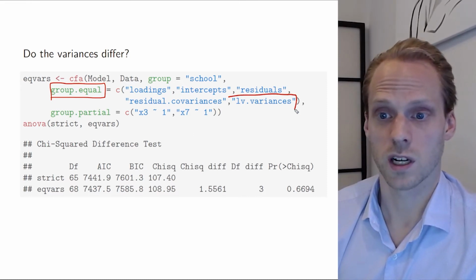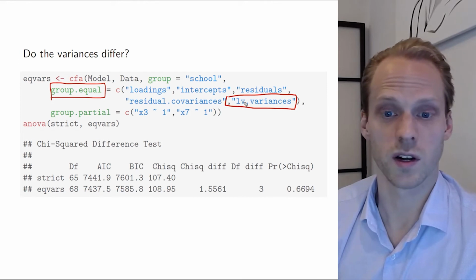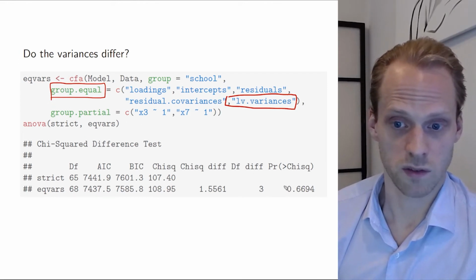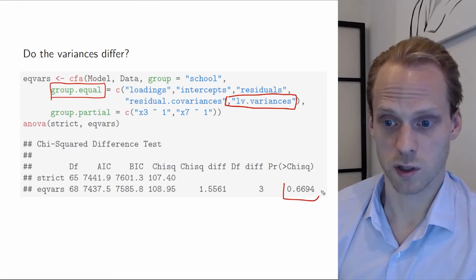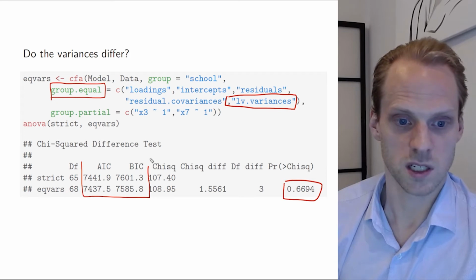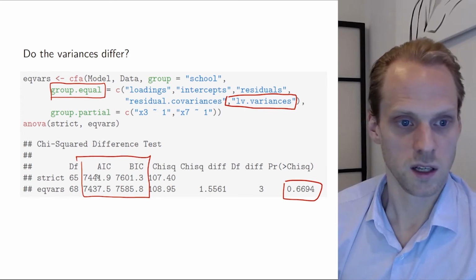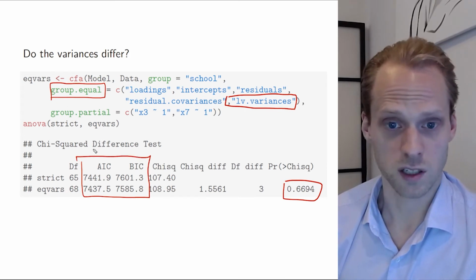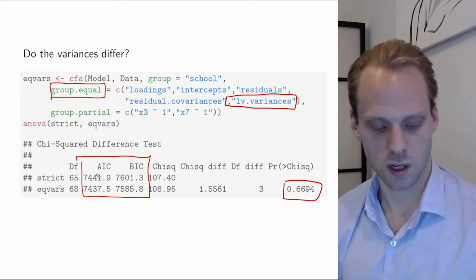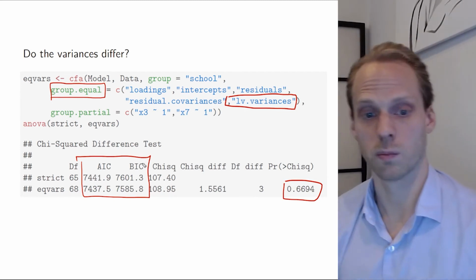So we just say we now want to constrain the latent variances to be equal or not. And then we can do a test and see if the latent variables can be constrained equal. Well, the p-value is very not significant. AIC, BIC both indicate here that the model where the variances and the variance-covariance structure at the latent level is equal is preferred. So then we do that, we accept that model because it's a more parsimonious model.